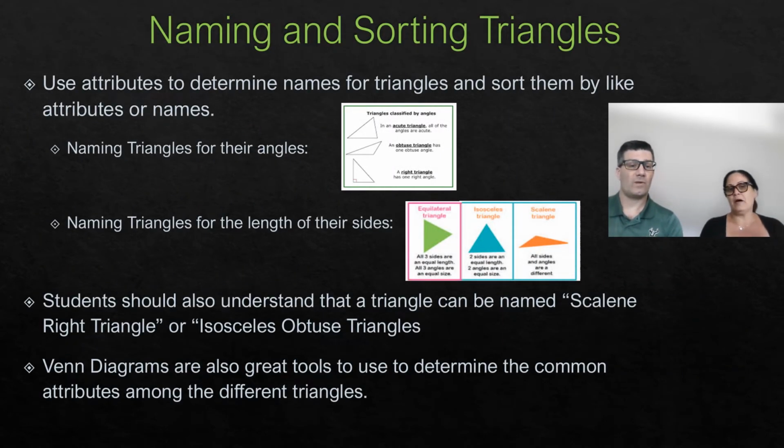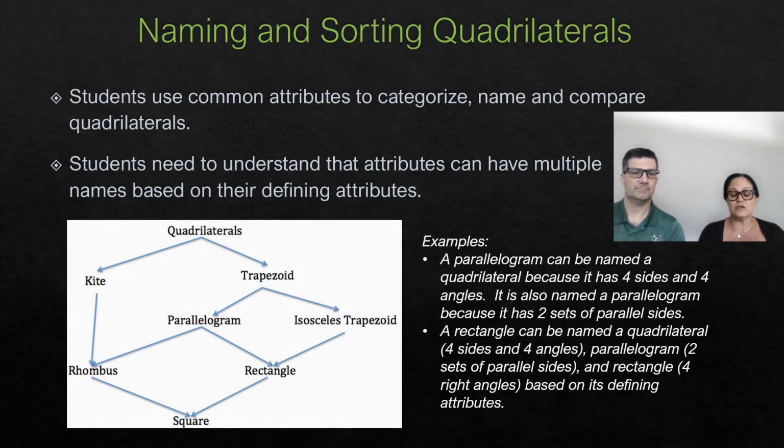We've talked a little bit about the modeling of triangles and quadrilaterals, but students are also going to experience naming and sorting those triangles. So once they've looked at the different attributes, now they can sort them by like attributes or by names. You see reference down there, a Venn diagram is a good tool to use for that, and we will share a slide on the subsequent slide of a Venn diagram example that you can use with your students.